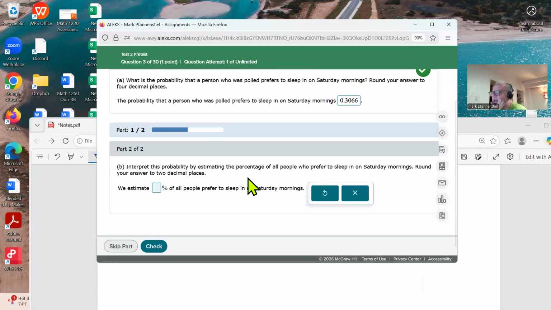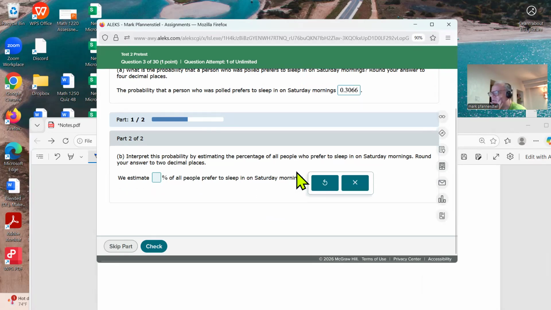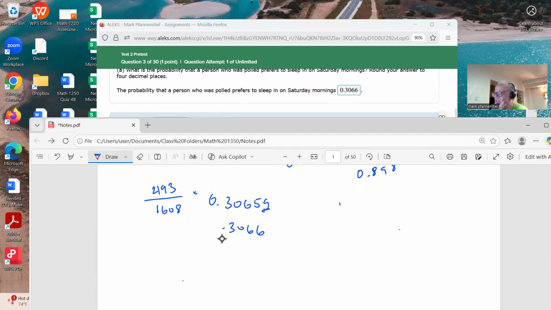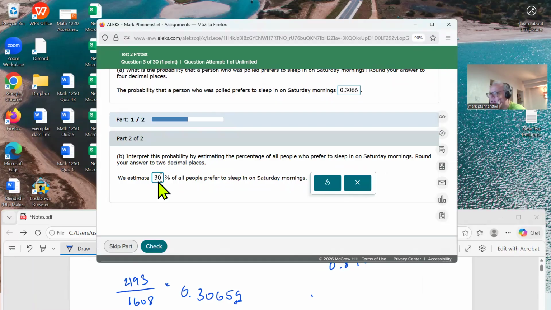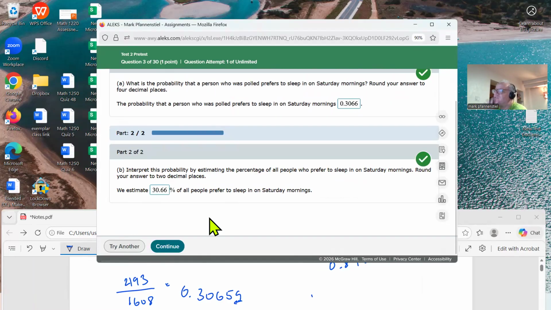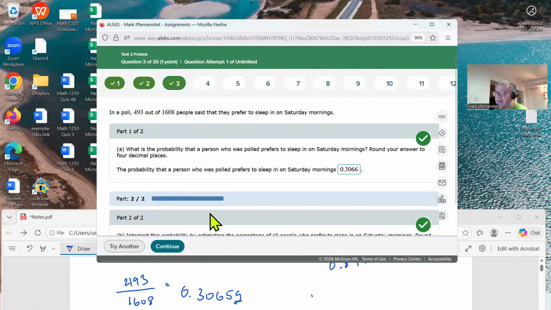Interpret this probability by estimating the percentage of all people who prefer to sleep in on Saturday morning. So we're going to pretty much do the same thing. We had 0.3066. What we're going to do is move the decimal place over twice. So we have 30.66%. What did they want us to round this to? Round your answer to 2 decimal places. So it's just going to be 30.66. Okay. Like, that's kind of an easy problem.